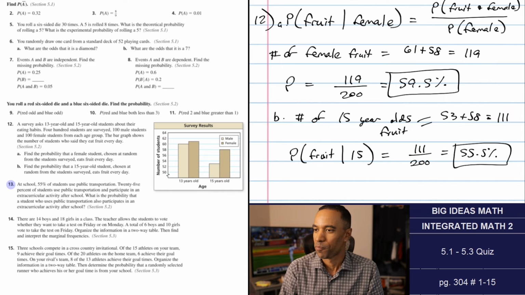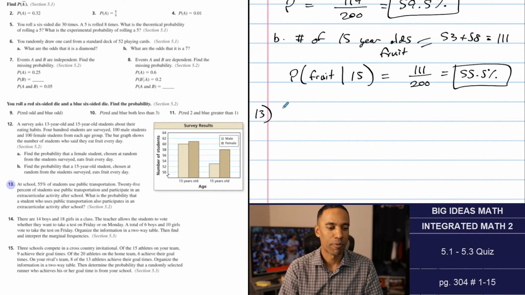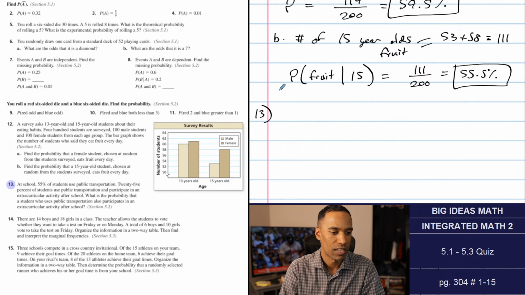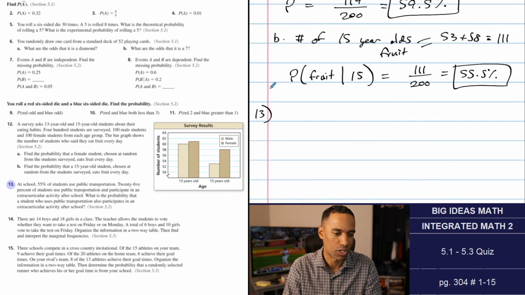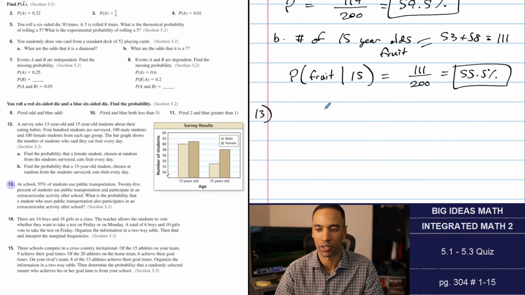Number 13. At school, 55% of students use public transportation. 25%, I don't know why they wrote 55 in one and spelled out the other. Anyway, 25% of students use public transportation and participate in an extracurricular activity after school. What's the probability that a student who uses public transportation also participates in an extracurricular activity after school?